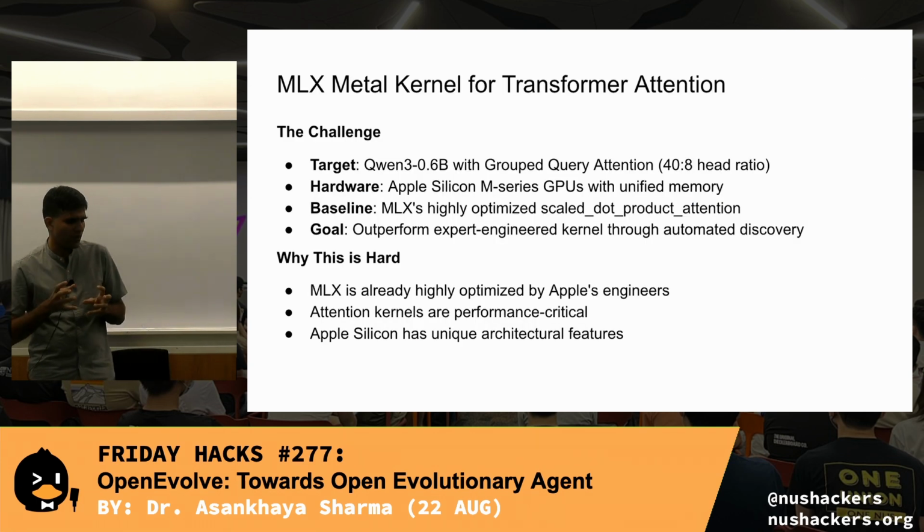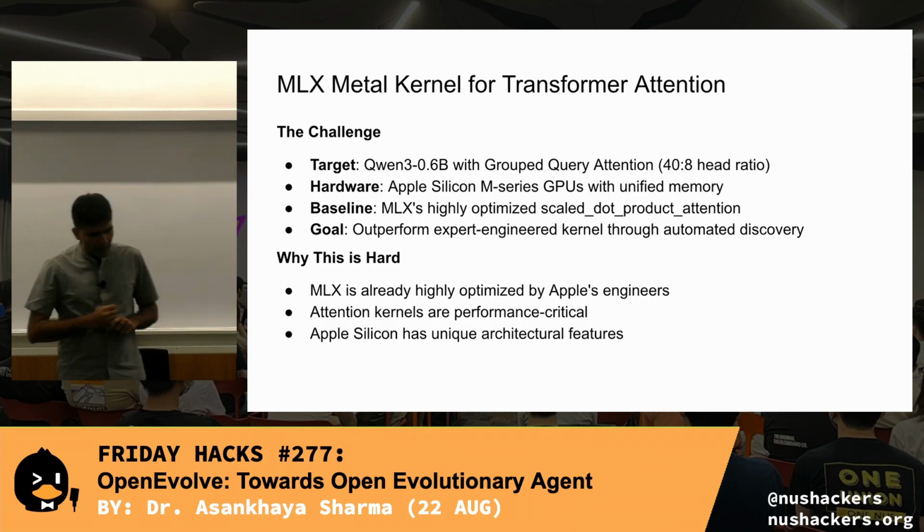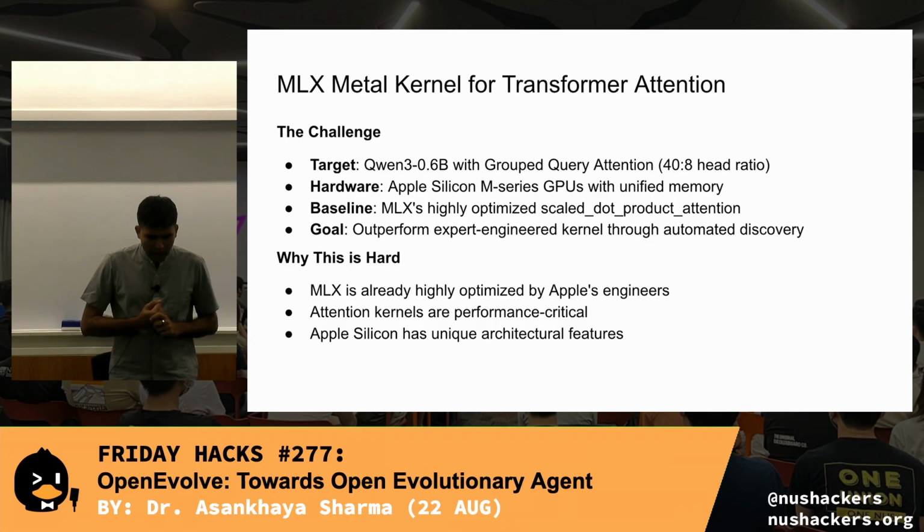This is also from the AlphaEvolve paper. They used it for Gemini, and they used it on TPUs to evolve more efficient kernels, right? Now we wanted to see how we could do something similar, but we set up our stuff on a very small model, Qwen 3, 600 million. The interesting thing about this model is it has group query attention with a 40-80 head ratio. And instead of using GPU, we decided to do it on Apple for 2 reasons.